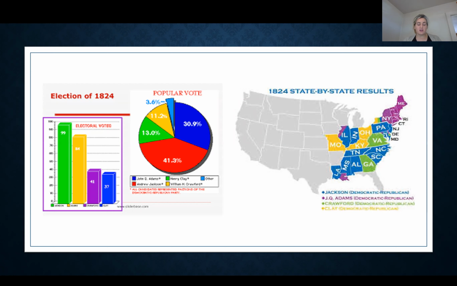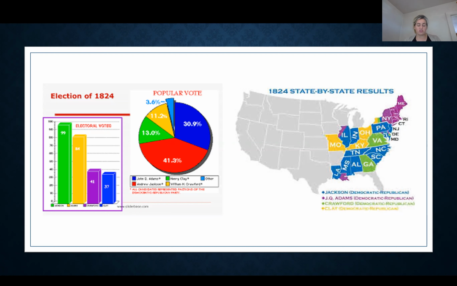When the votes were counted, although Jackson had won the majority of the popular and electoral votes, he did not earn the required number of electoral votes to automatically become president. Because no candidate had the required number of electoral votes, Congress would ultimately decide who would become the next president. Congress would have to choose between Andrew Jackson and John Quincy Adams.